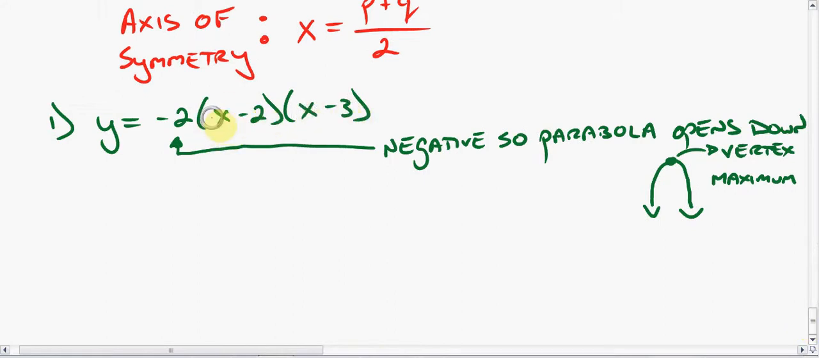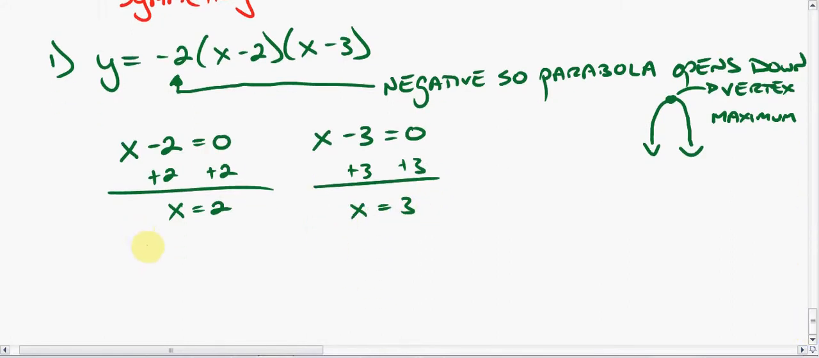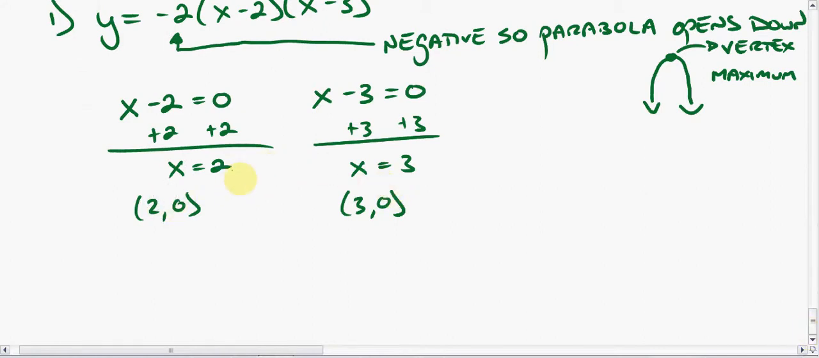Take our two binomials here and set them equal to what number? 0. So x minus 2 equals 0, x minus 3 equals 0. Want to find our x-intercepts. So we will add 2 to each side here, and we will see x equals 2. Here we will add 3 to each side, and we'll see x equals 3. So our points are (2, 0) and (3, 0). So with that knowledge, remember, this is our P, this is our Q.